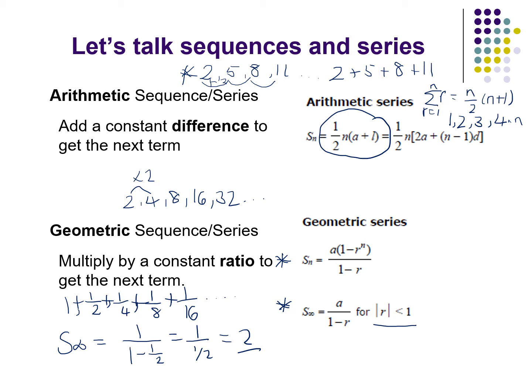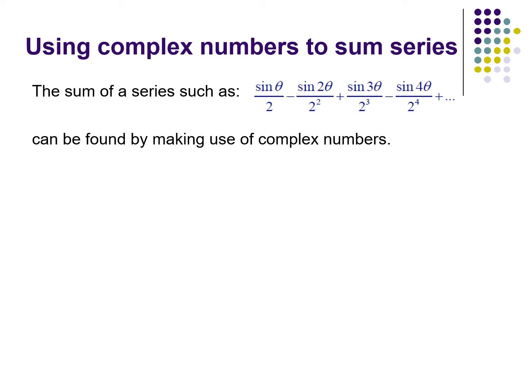So we're going to make use of these two, because the series we're going to be looking at are going to end up with a little bit of use of de Moivre's theorem. They're going to end up as geometric series. Let's have a look at the types of series we're going to be looking at. We're going to be looking at series like this, and how we can sum them is by making use of complex numbers.